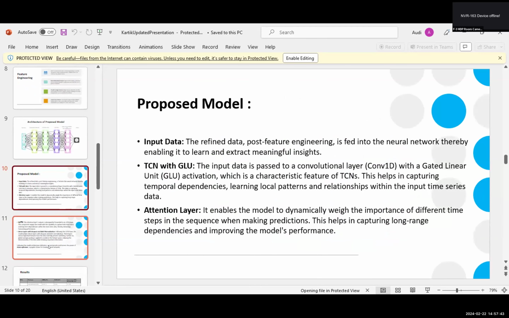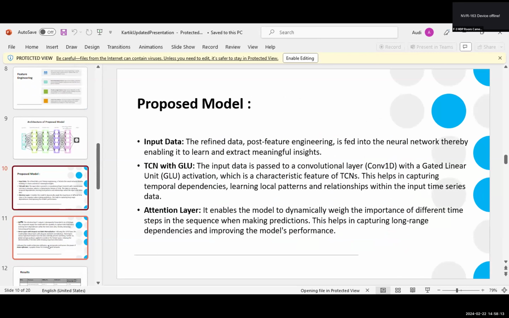So talking a bit about the model, how it works. Initially, the refined data post-feature engineering is fed into the neural network, enabling it to learn and extract meaningful insights. The TCN and GLU: the input data is passed to a 1D convolution layer with gated linear unit activation function, which is a characteristic feature of temporal convolution networks. This helps in capturing temporal dependencies, local patterns, and relationships within the input series data.